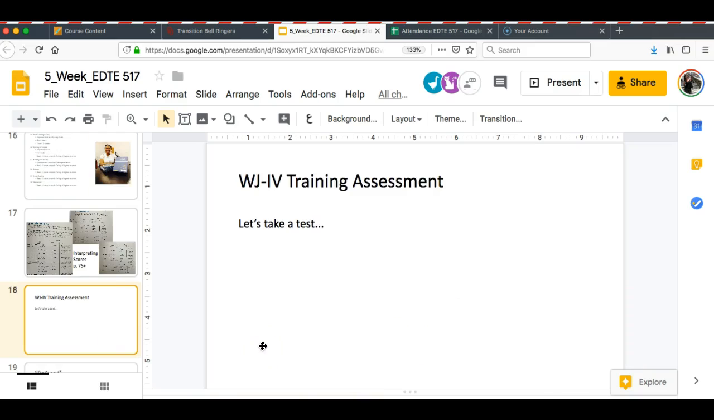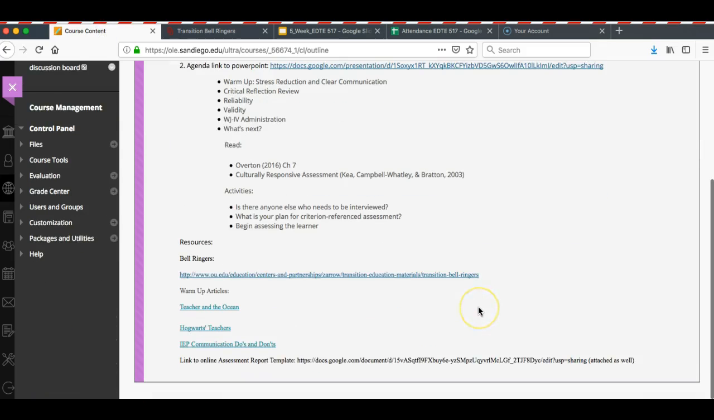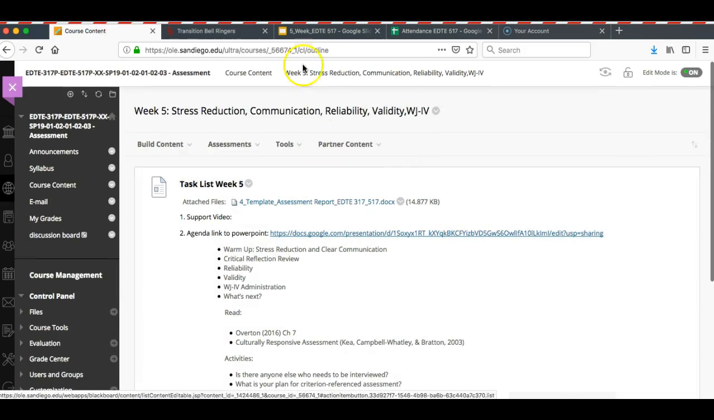Next week, we'll talk about interpreting scores and we'll take a little assessment. For this week, you need to read Chapter 7 and the culturally responsive assessment, which is attached, or should be attached. I don't see it attached, so I will attach it right now to this week's file.